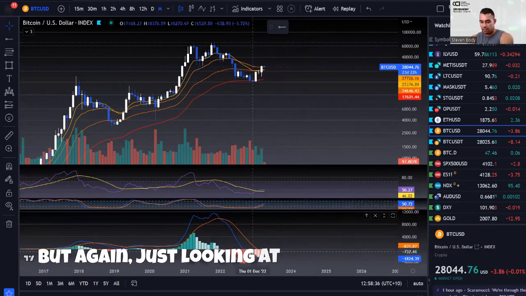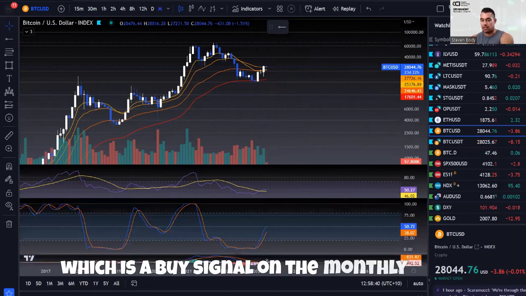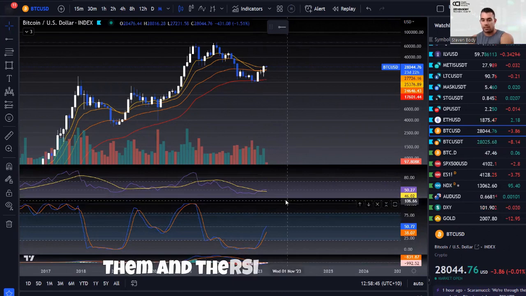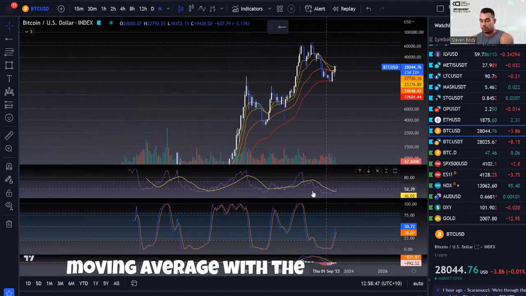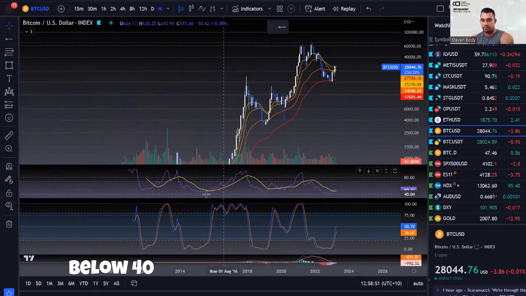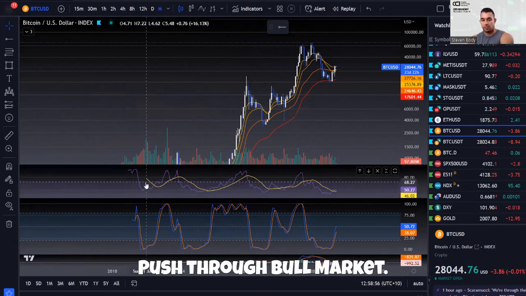But again, just looking at fractals, we're about to get a flash of green the next 2 months, which is a buy signal on the monthly. Stock RSI is picking up. There's a divergence here in momentum. And the RSI has crossed that moving average like the previous cycles. You can see down here, every time we've got below 40 or on 40, we've bounced back up, pushed through, bull market, push through, bull market, push through, bull market.